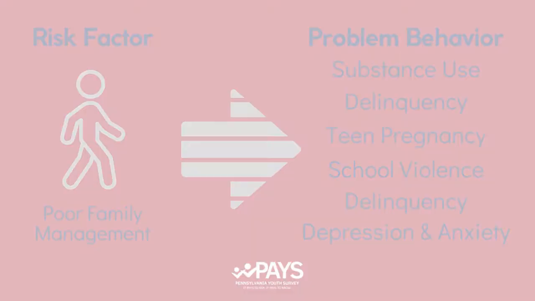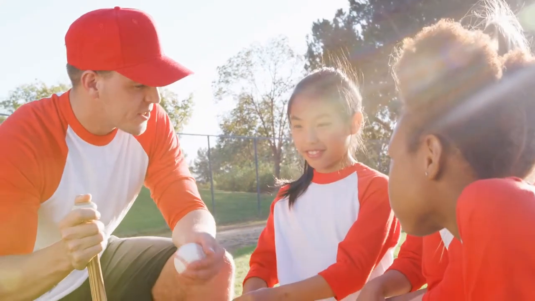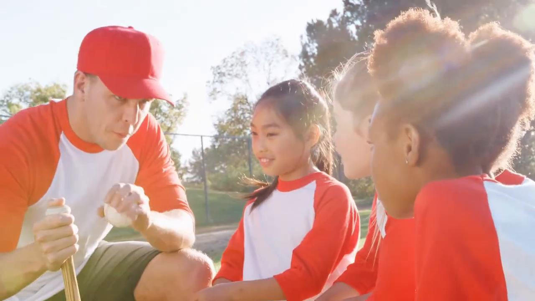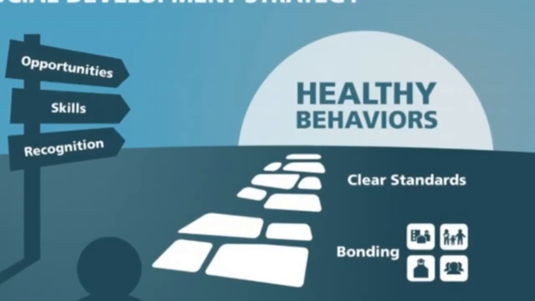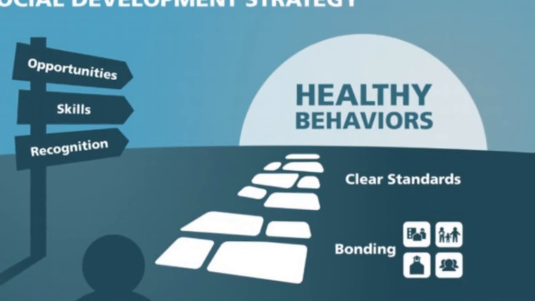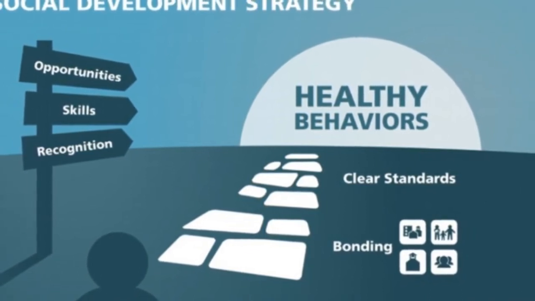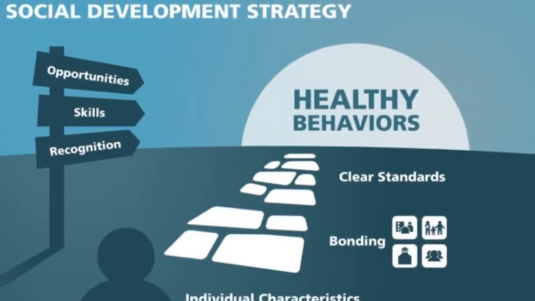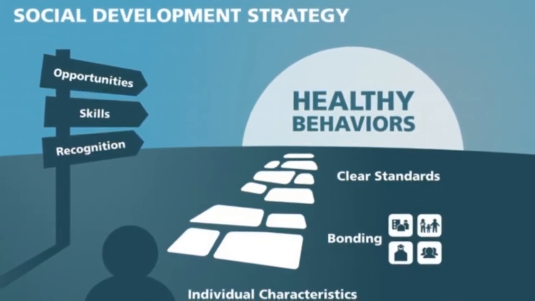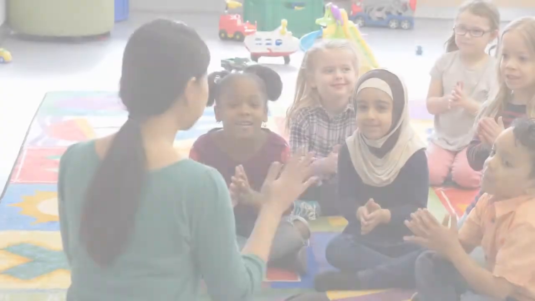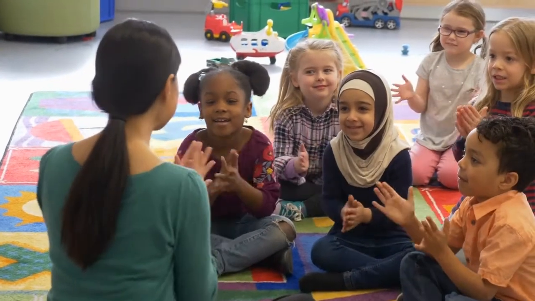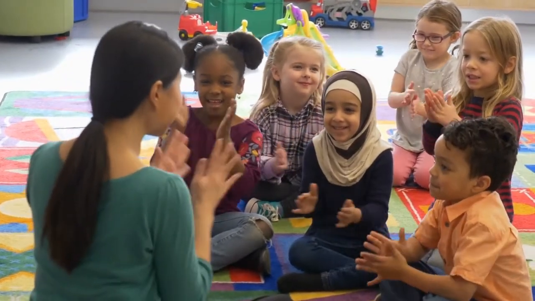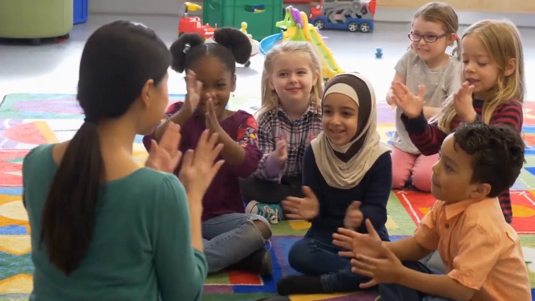On the other hand, protective factors increase the likelihood of healthy outcomes for youth. The concepts of what protects youth have been organized in an easy-to-use strategy called the Social Development Strategy. We provide youth with the opportunities to develop skills and recognize them for success and effort. They will form a bond to school, family, community, and their peers. Once bonded, youth are more likely to develop clear standards, leading them to healthy behaviors. For more information about this concept, check out the Social Development Strategy video.